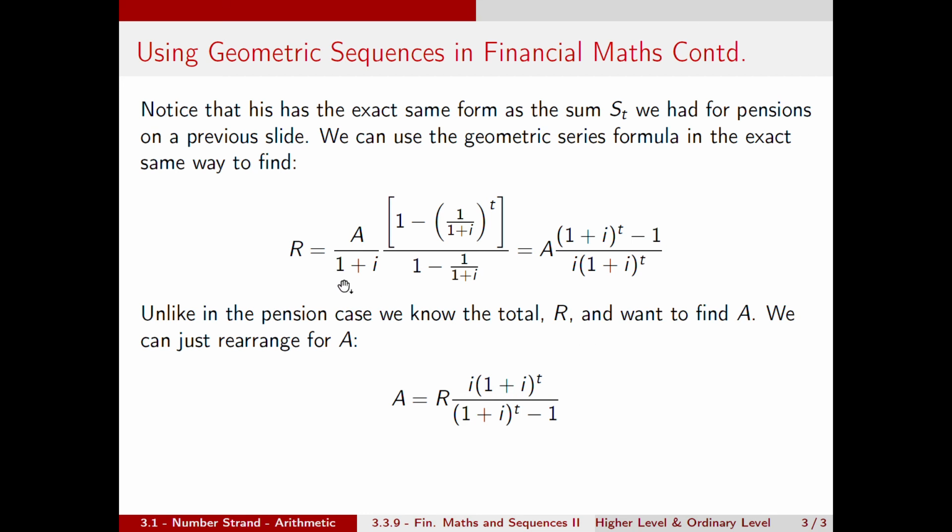So in this case we know the total, R, we know the value of the loan, but we want to find A. So we just rearrange for A. All we do is divide both sides by A, and then divide both sides by R, and we can swap this fraction around. So what's actually happened here is A and R have swapped places, and this fraction has been flipped upside down. So A is equal to R multiplied by I times 1 plus I to the power of T all over 1 plus I to the power of T minus 1.